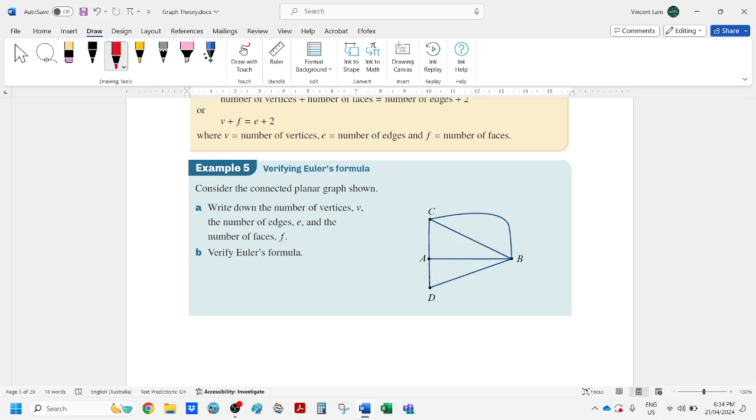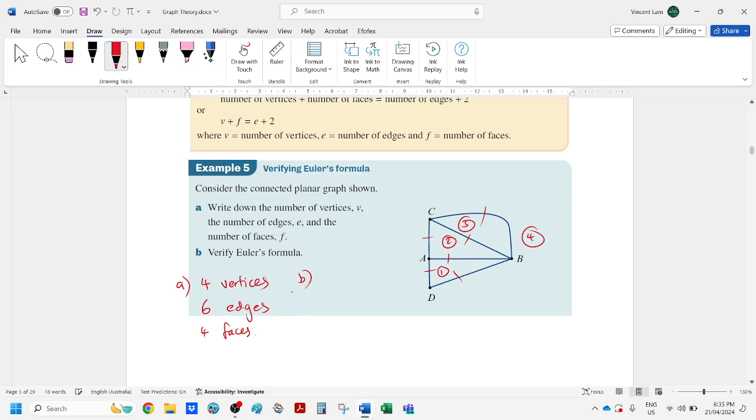So as you can see here, we'll try example 5a. It says write down the number of vertices, edges, and faces. Now, vertices are easy. Just look at the dots. So A, B, C, D. That's 4 vertices. Number of edges: I normally mark them. So 1, 2, 3, 4, 5, 6. 6 edges. And in terms of faces, there's 1, 2, 3, and 4, because the outside counts as 1 as well. So that's 4 faces there.